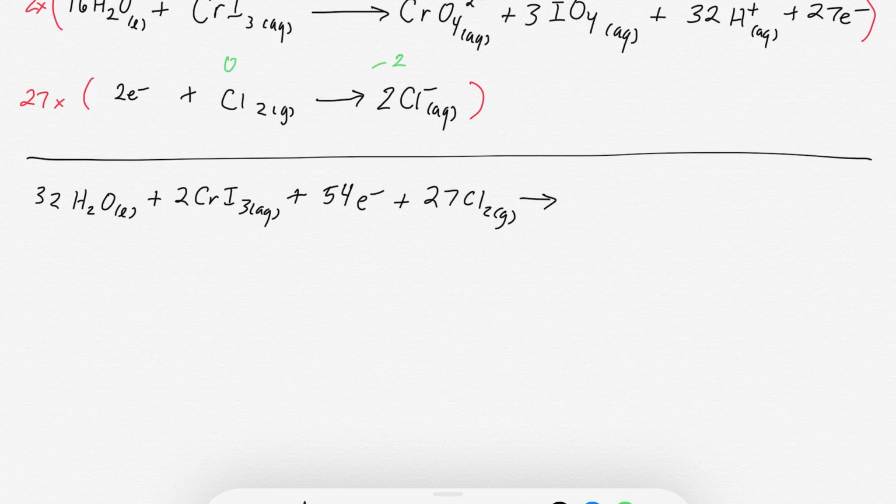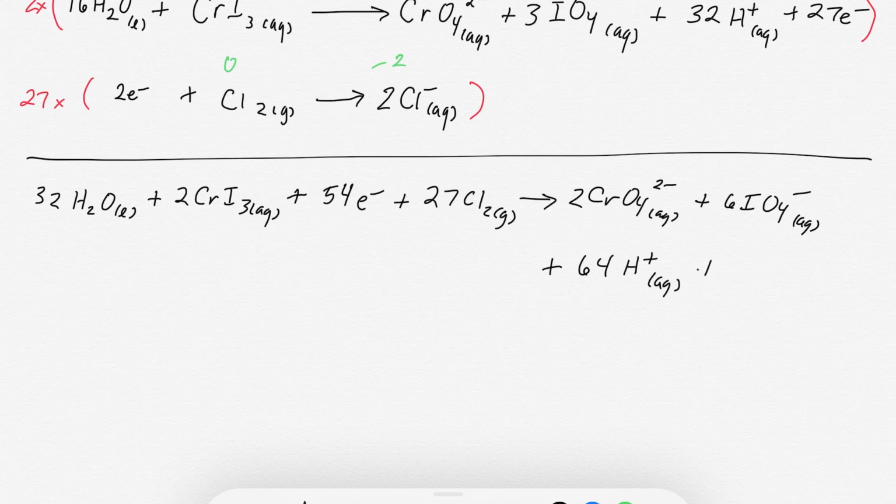Moving back up to the top equation, again, we're doubling all of those things, so remember that. So that'd be 2 chromates, plus 6 periodates, plus 64 H pluses, plus 54 electrons. And then last but not least, 54. So moving to the bottom of the equation, we still have that 2 chloride ions that we need to write, but that's times 27, so that's 54 chloride ions.